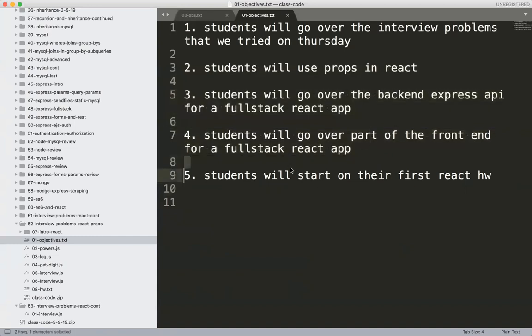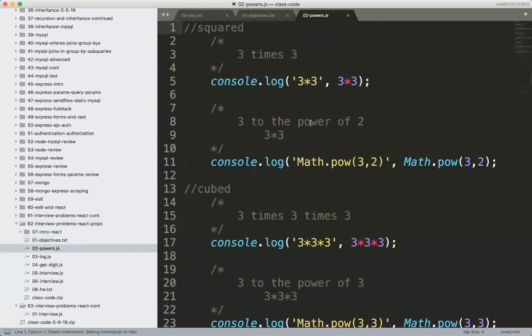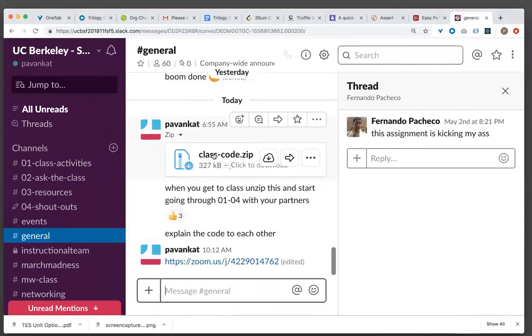And then the last one, let's go to Nick. Students will start on their first React homework. Yeah, so this is less important than this right here. So I'll just be keeping an eye on time. So I'm going to just open up O2 Powers. You guys should all have this, right? Because you unzip the folder right here, class code.